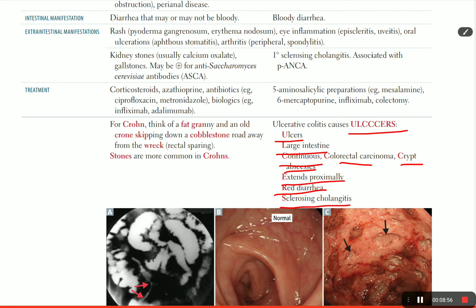And for Crohn's disease, think of a fatty granny and old Crohn skipping down the cobblestone road away from the rectum. It's difficult, more difficult than the disease itself. I don't like this one. Stones are more common in Crohn's. That's easy to memorize. Gallstones and kidney stones, usually calcium oxalate, are associated with Crohn's disease.